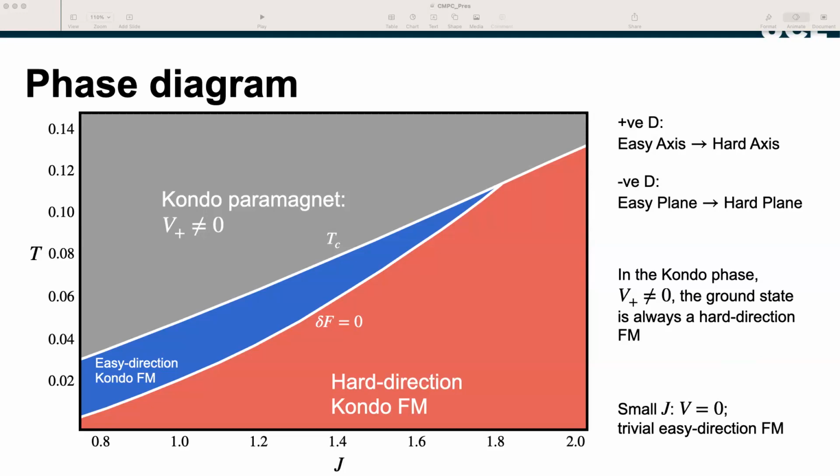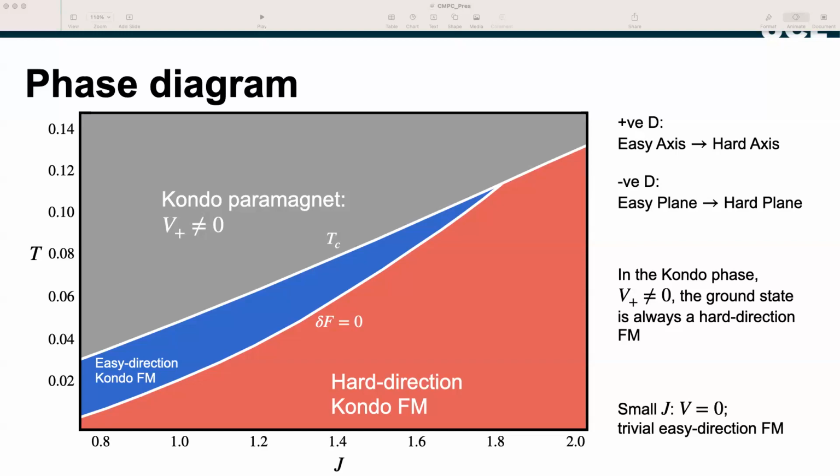You have a Kondo paramagnet above T_C. And then for some lower values of J, you will get your easy direction Kondo ferromagnets before you finally reach the hard direction Kondo ferromagnetic phase. But the ground state is always hard direction. So for positive D, you will go from easy axis to hard axis, and for negative D, you go from easy plane to hard plane.